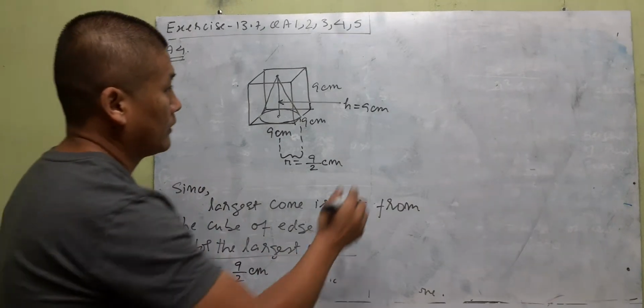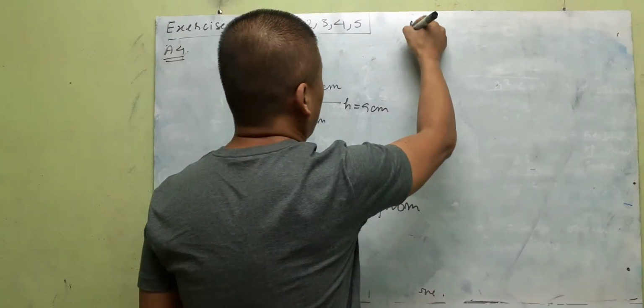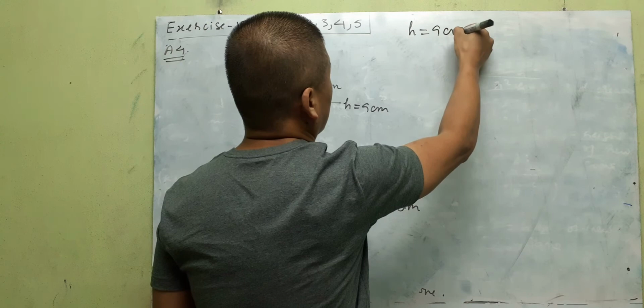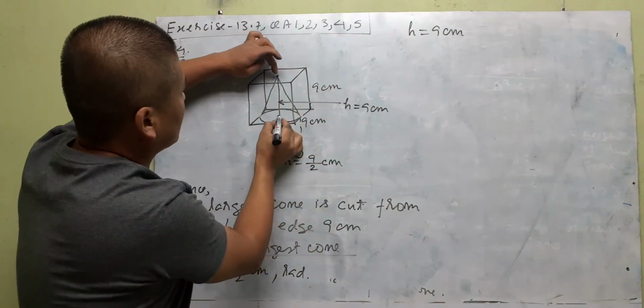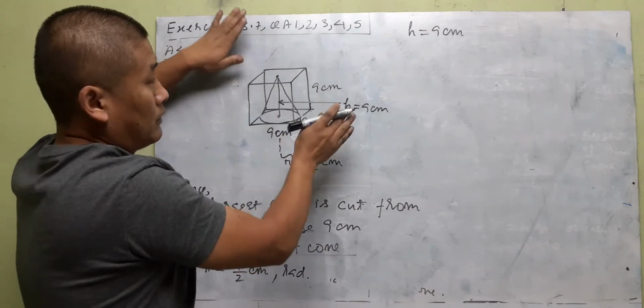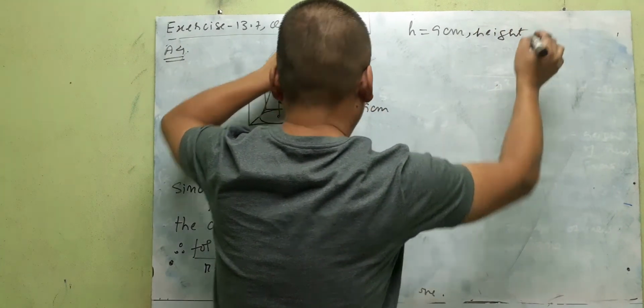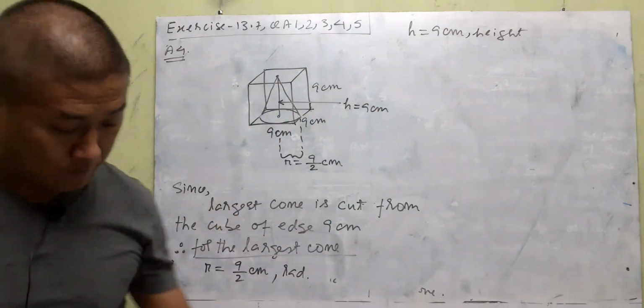Then that is the radius of the largest cone possible. Then h will be equal to the h of the cube. See, the largest length or height possible will be the side of the cube, right? So that is the height of the cone now. So if we have r and h, we can easily find the volume.